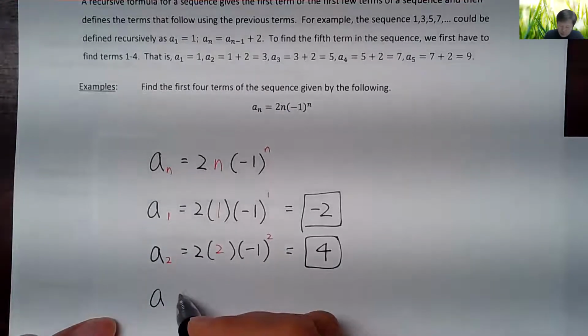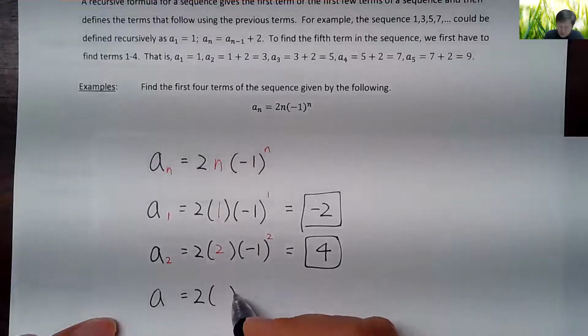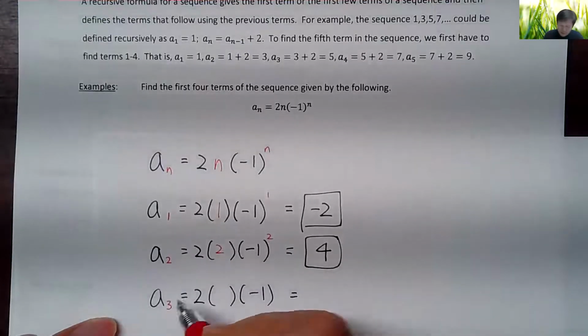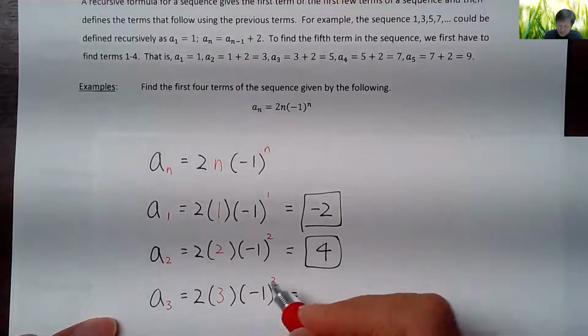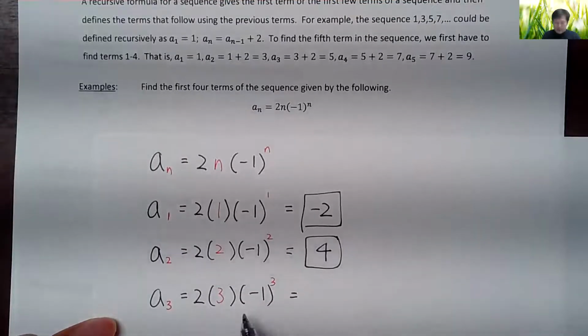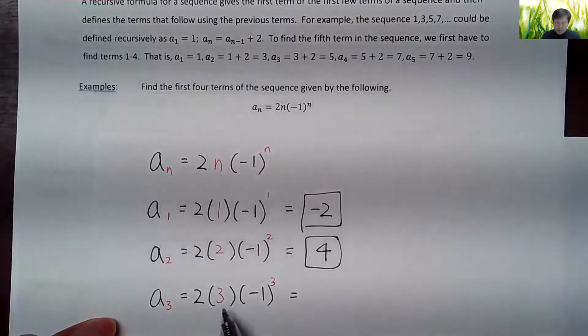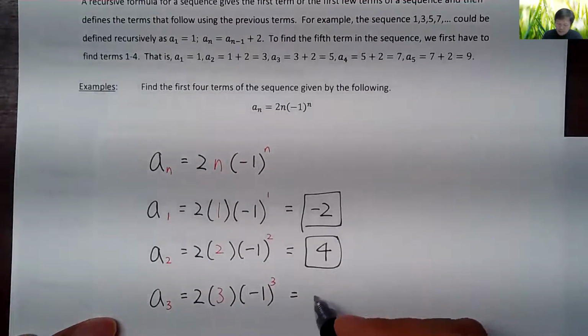So third term, you will plug in 3 for the value of n. 3 here, 3 here, 3 here. So minus 1 in parentheses to the third power will give you minus 1. 2 times 3 is 6 times minus 1, minus 6.